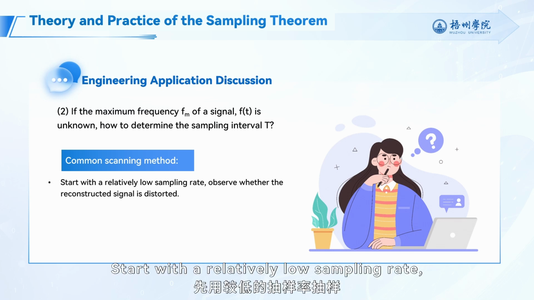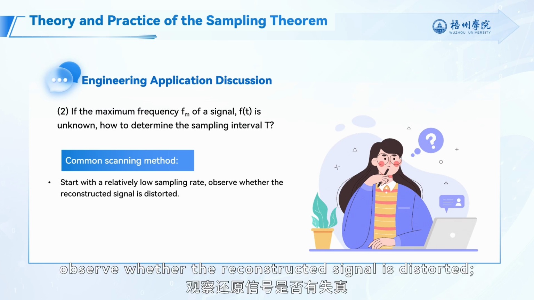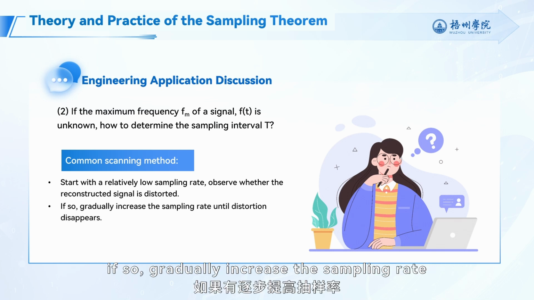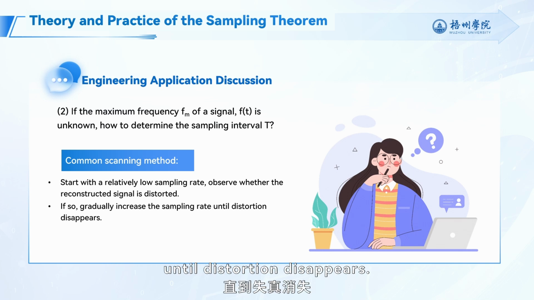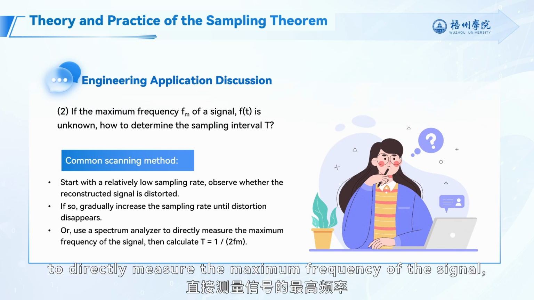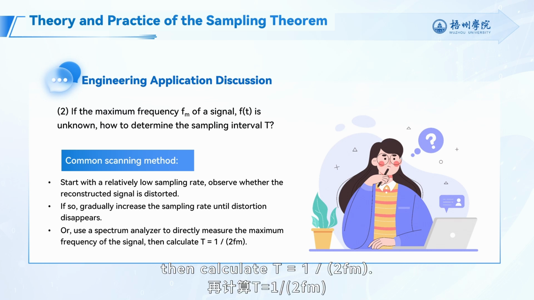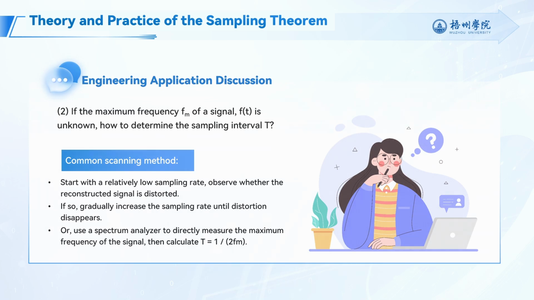Start with a relatively low sampling rate. Observe whether the reconstructed signal is distorted. If so, gradually increase the sampling rate until distortion disappears. Or, use a spectrum analyzer to directly measure the maximum frequency of the signal. Then calculate T equals 1 over 2 FM.